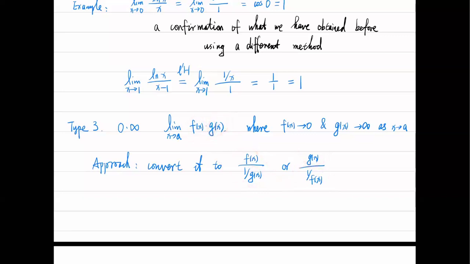Now let's check what's the type of the first one. Sophia, what do you say about this type? It's a quotient. Yeah, f(x) goes to 0. What about 1 over g(x)? Infinity. So 1 over infinity, what do you say about this one? 0. Yes. So this time, both the numerator and denominator equal 0. So we have the type 0 over 0.